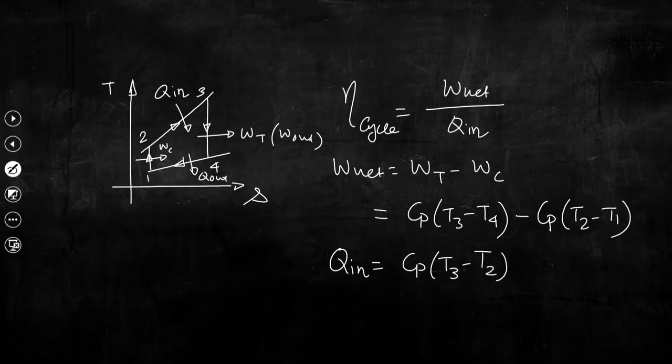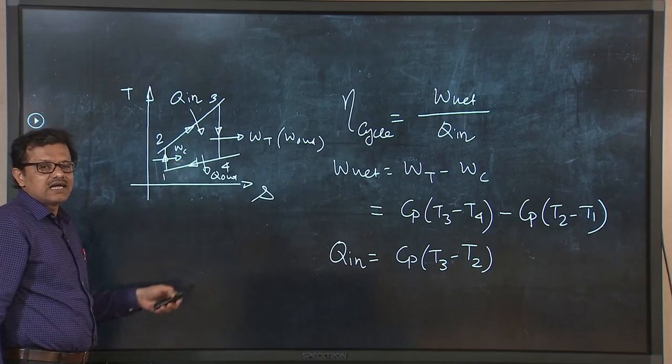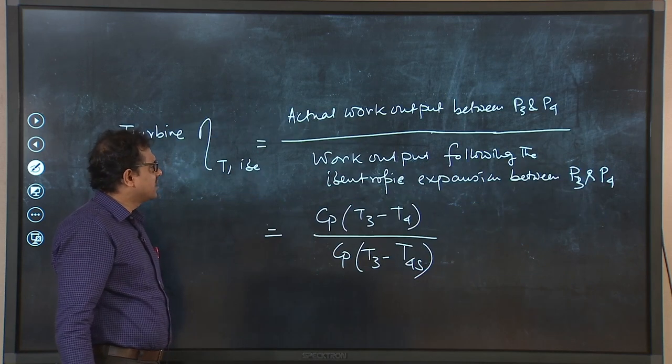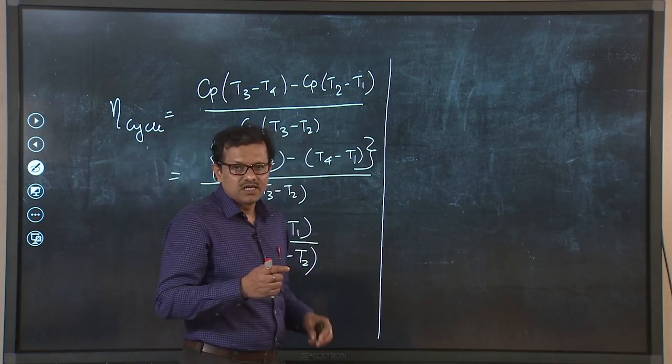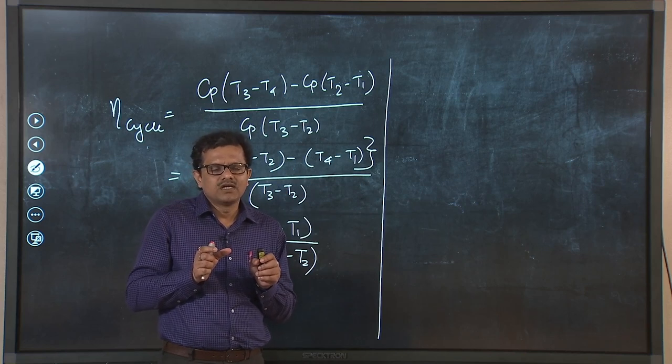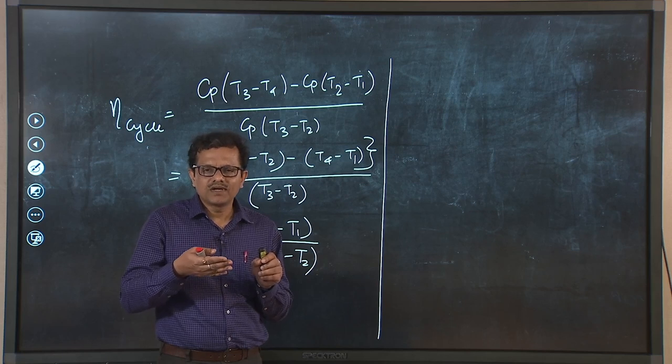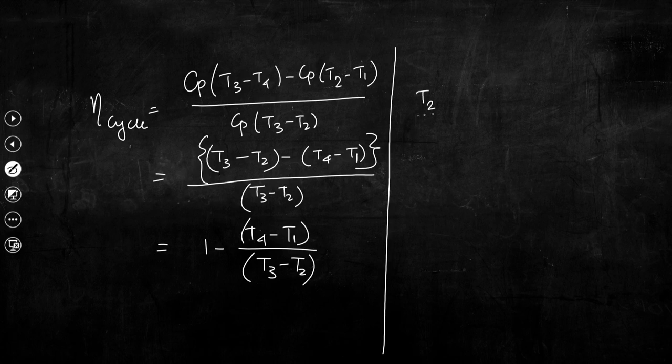If we try to recall the process 1 to 2, a few minutes back I discussed that this is essentially a reversible adiabatic compression, and that is represented by the process P v to the power gamma equal to constant. That means we can write what would be the rise in temperature due to the compression process. I mentioned that after compression certainly the pressure of the air will be higher, but the temperature also will increase. So, T 2 by T 1 equal to P 2 by P 1 to the power gamma minus 1 upon gamma. It should be gamma minus 1 upon gamma, because this is P 2 by P 1.